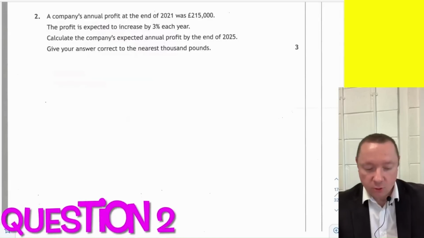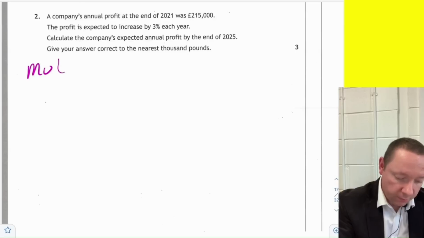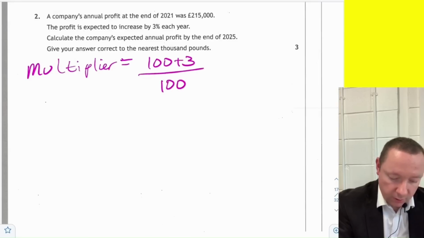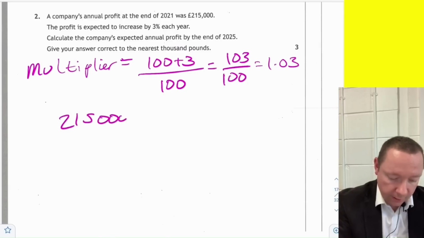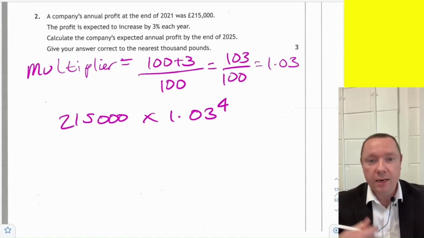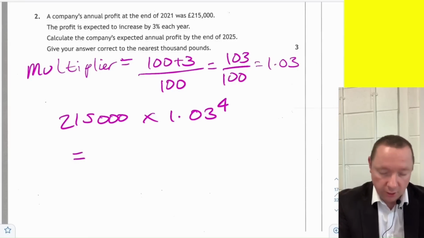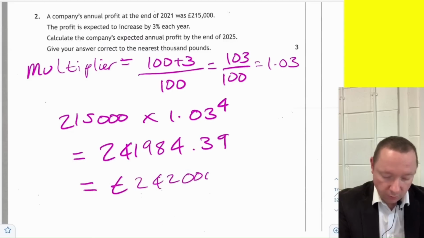A company's annual profits are £215,000, increasing by 3% a year. What's the annual profit by the end of 2025? So our multiplier, 100 plus 3 divided by 100 is 103 divided by 100, which is 1.03. Start with 100% and add 3%. So we take our money times our multiplier to the power of 4, because it's 4 years between 2021 and 2025. And that's called appreciation. If you do that in a calculator, you get something like 241,984.39, which to the nearest £1,000 is £242,000. And we're done.